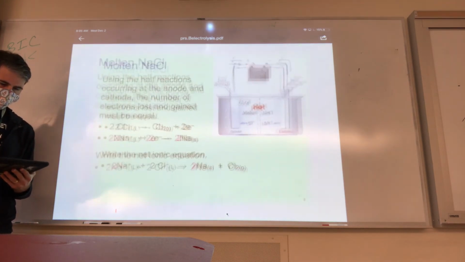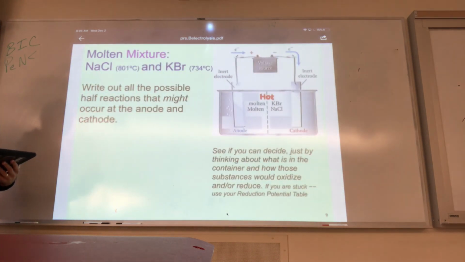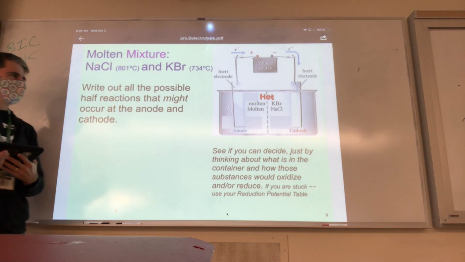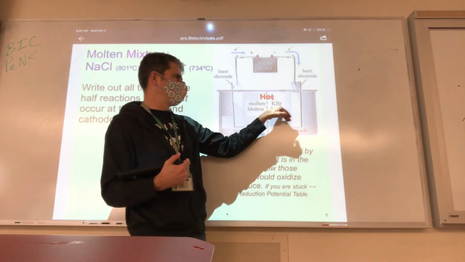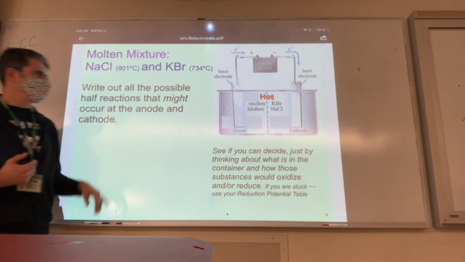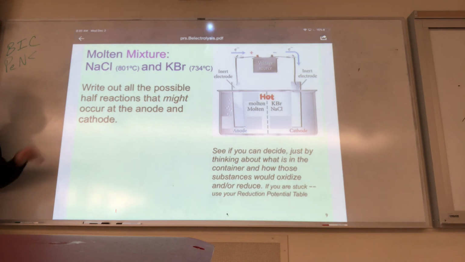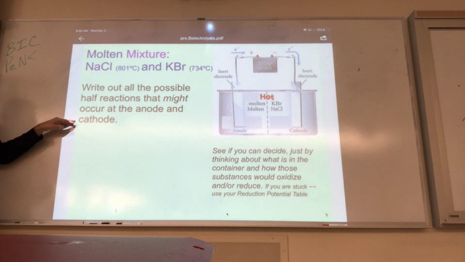So, how about this? We change this up. Now we have a molten mixture of sodium chloride and potassium bromide. So it's a mixture of potassium bromide and sodium chloride. What are the possible half reactions that could occur at the anode and the cathode?